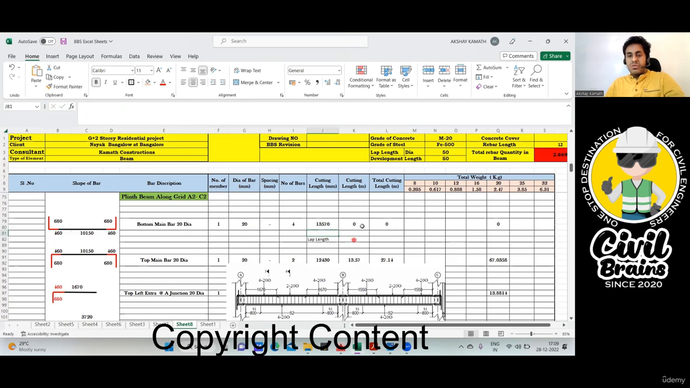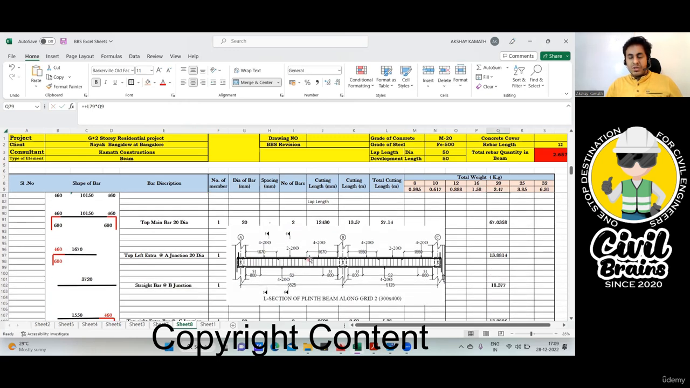So what will happen now? This answer I have to divide by 1000. 13750 is the answer I have. That's it, so you got the answer. So total cutting length will be 54.28. And then since it's a 20 diameter bar, I'll write 54.28 into 2.47. So bottom is done.